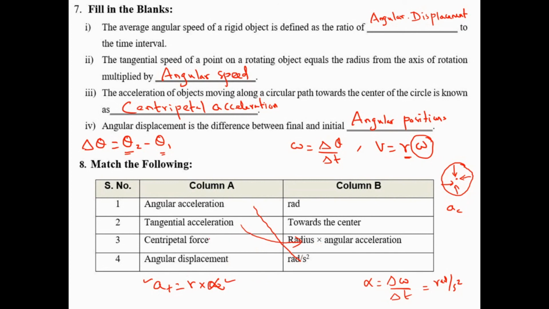Third question, centripetal force always comes towards the center. So we have the answer here. And finally, the unit of angular displacement, as we already know, this is the formula for angular displacement. What is the unit? The unit for the angular displacement is radian. So we have the answer here. For the final question, this is the answer.